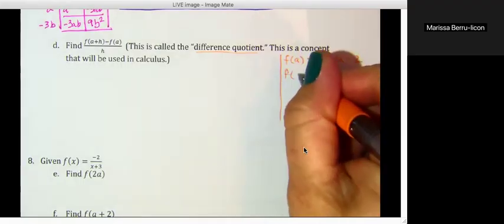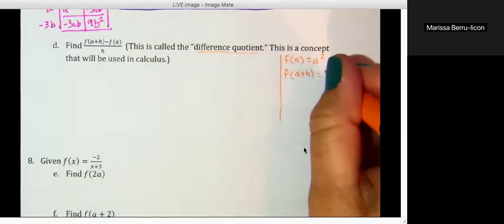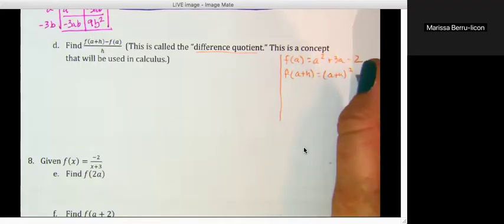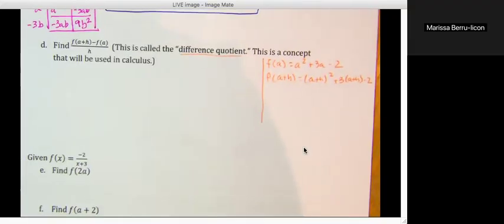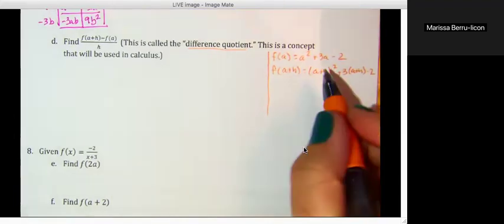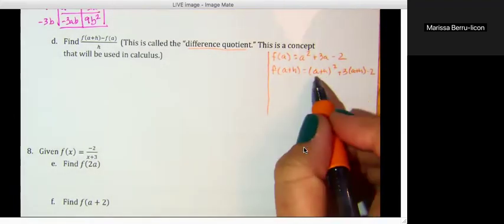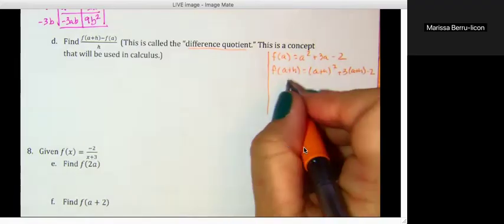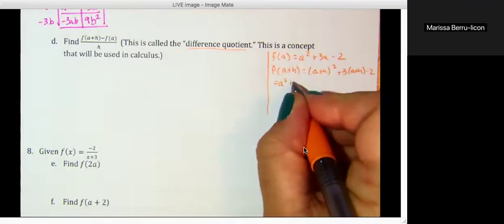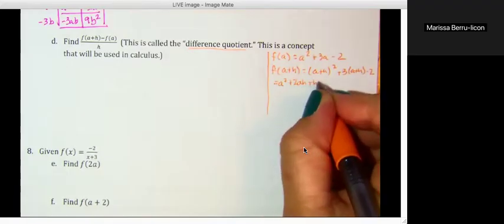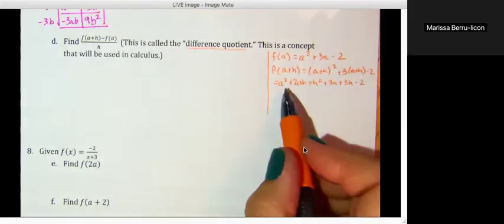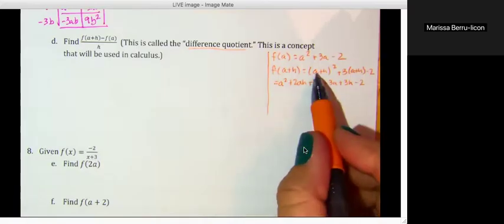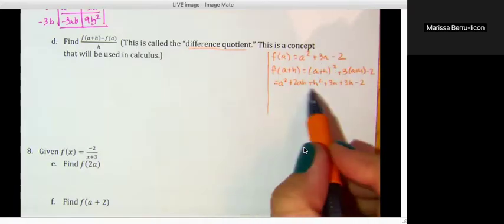Finding f of a plus h, I'm plugging in that a plus h to everywhere I have an x. Try and squeeze that in there. Let me zoom out a tad here. All right, and then I'm not going to show my box method here or any of my work. I'm going to just go ahead and do the box method and distribute the 3. So I end up with a squared plus 2ah plus h squared plus 3a plus 3h minus 2. And if you're unsure how I got this piece here, just pause the video, go ahead and do the box method for this, and you'll see where that came from.